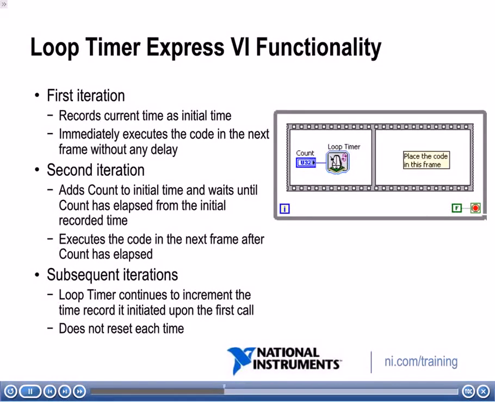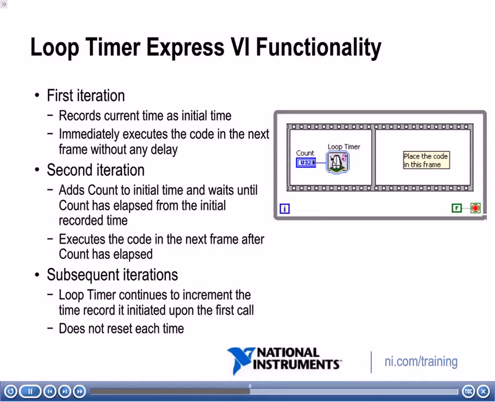So let's take a look at this block diagram, and we'll walk through how the loop timer is actually executing. In the very first iteration of this loop, we're going to get to the loop timer, and what it's going to do is record the current time as the initial time and immediately execute the code in the next frame. So the very first iteration, the loop timer doesn't take much time to execute at all. It just records the time, and then it goes to the next frame in that sequence structure and executes whatever code is in there.